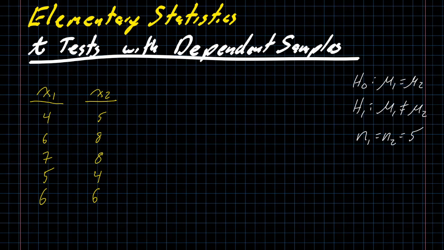And when we are looking at paired data, instead of having to look at what is happening on average, we can take the difference beforehand. So we're going to introduce a new column here called capital D, which is just x1 minus x2, or you could use x2 minus x1. It doesn't matter as long as you are consistent. So 4 minus 5 is negative 1. 6 minus 8 is negative 2. 7 minus 8 is negative 1. 5 minus 4 is positive 1. 6 minus 6 is 0.